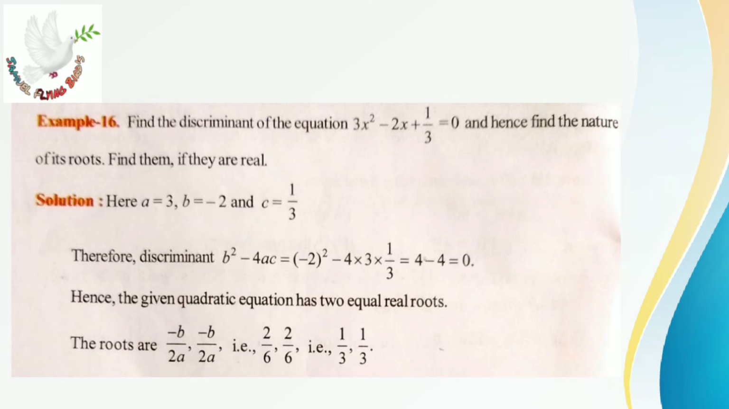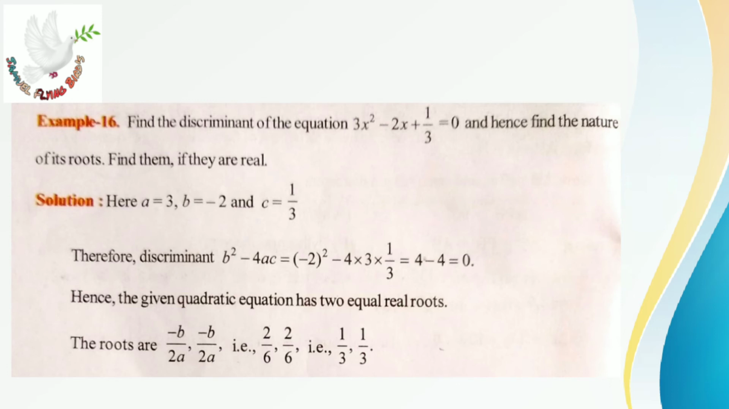In the previous problem, we found only the roots. Here, we are going for the next step. If it is real, we have to find what the roots are. Coming to the solution, comparing the given equation with the quadratic equation ax square plus bx plus c equal to 0, we get a equal to 3 and b equal to minus 2 and c equal to plus 1 by 3.